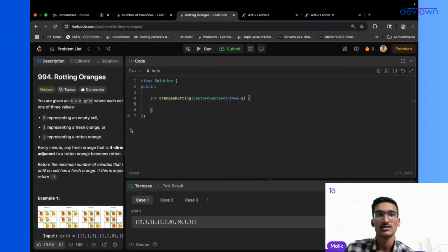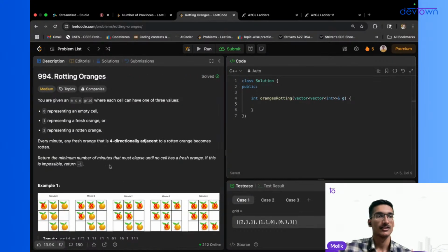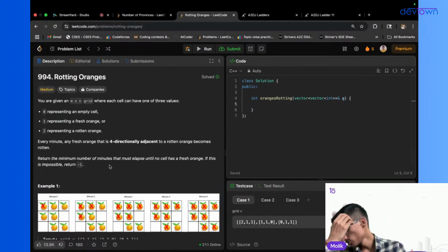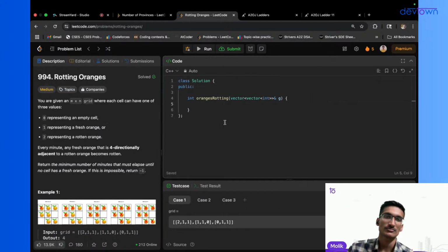Yes. So read this problem. We'll be using a new concept here, which will be multi-source BFS. For now, we have used BFS from a single source. In this problem, we'll be introducing a new type of algorithm, which is multi-source BFS. Yes, exactly, Debajyoti, you are right.